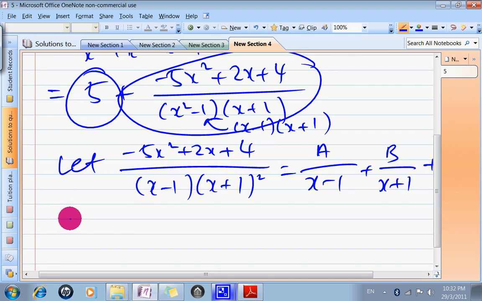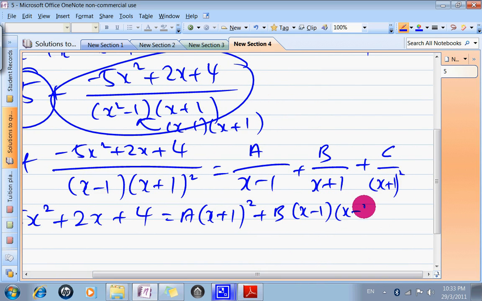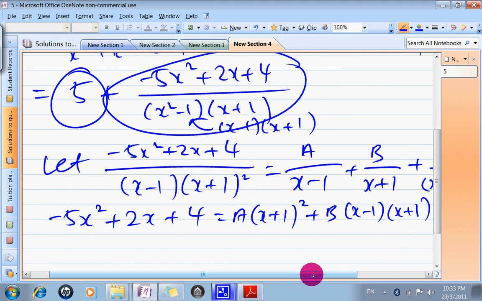So we multiply by the LCM of the denominator, we get negative 5x squared plus 2x plus 4 equals to A times x plus 1 squared plus B times x plus 1 times x minus 1 plus C times x minus 1. Okay, in this case we're going to let x equals to 1.